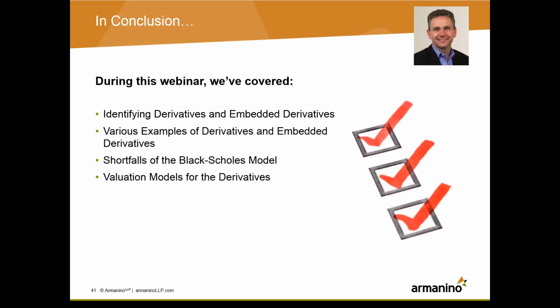And that already brings us to the end of the webinar. So we covered identifying derivatives and embedded derivatives. We looked at a couple of examples of derivatives and those embedded derivatives. We amply discussed the shortfalls of the Black-Scholes model. And we showed you a couple of valuation models for derivatives that are not Black-Scholes, and that might be the preferred method in a lot of these cases.